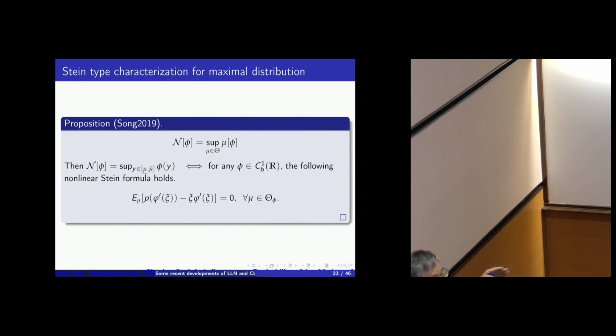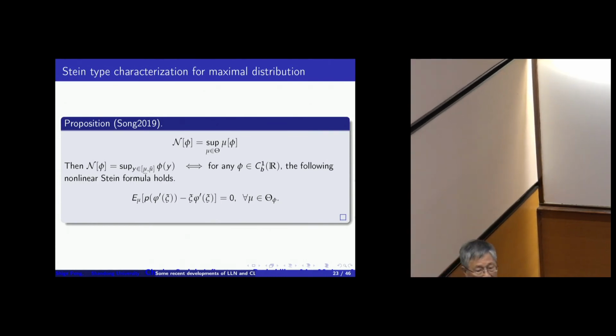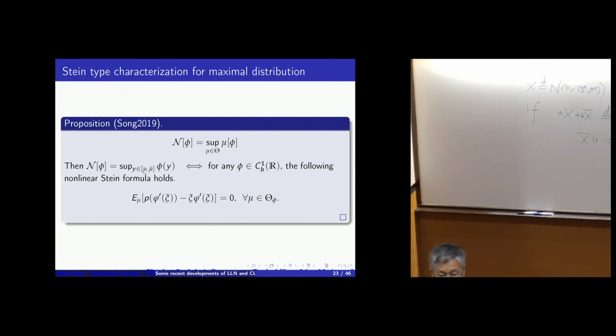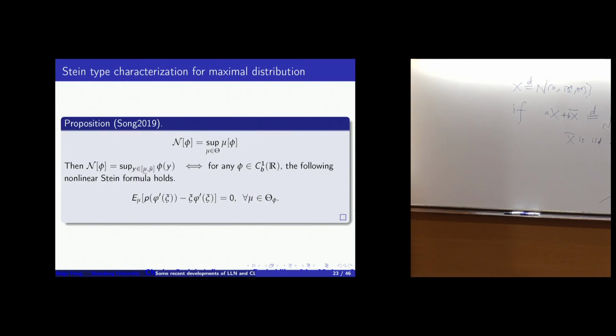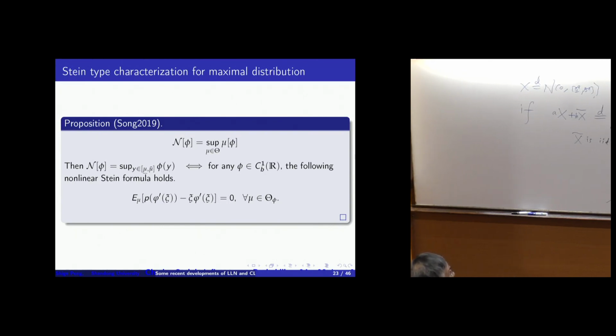I have no time to present the case for the central limit theorem. There you have a second order, and this is if and only if. But what is important is the case where mu is in this, which is a little complicated. My time has run out. Thank you.